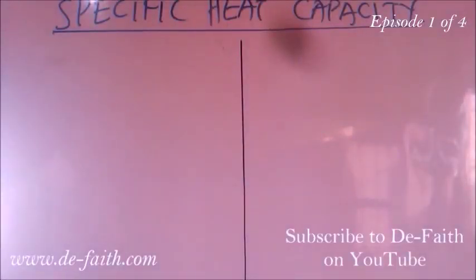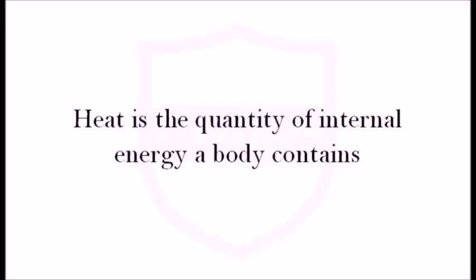Today we shall be looking at the topic specific heat capacity. Now when we talk about specific heat capacity, we'll be looking at heat first. Heat can do work. For instance, if you boil water in a pot, the heat from the fire is capable of causing the molecules of water to be in motion. And after some time, the water boils, and when it boils, it produces steam, which is capable of carrying the cover of the pot. And heat is the quantity of internal energy that a body contains.